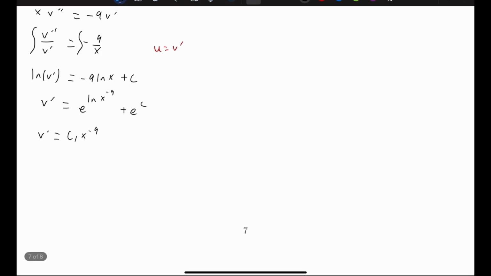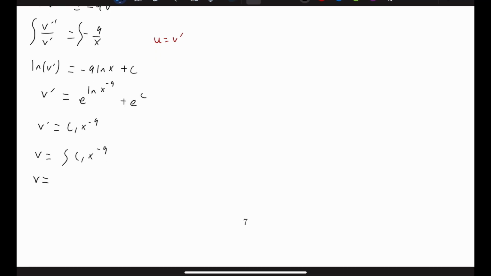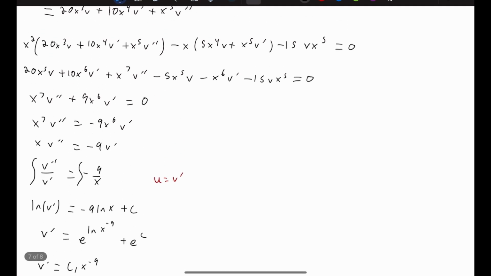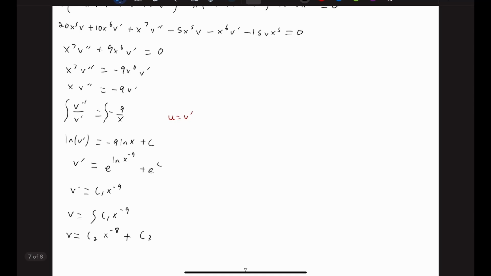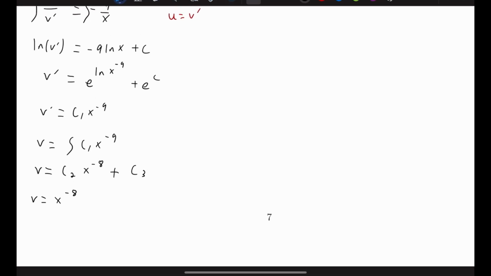We can go ahead now and just integrate this to find v. So v equals the integral of c1 x to the negative 9th. And when we integrate this, we'll get v equals, we can actually collapse this coefficient that's going to be in front of the x into one new coefficient. We'll call that c2 x to the negative 8 plus, we'll call that c3. Because we're only asked to find one of our infinitely many solutions for v, we can choose these two coefficients, c2 and c3, to be whatever we want. So in order to keep it simple, we will choose c2 to be 1 and c3 to be 0. So we'll end up with v equals x to the negative 8.